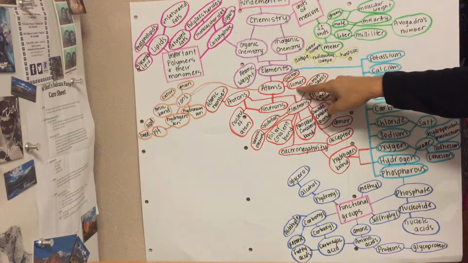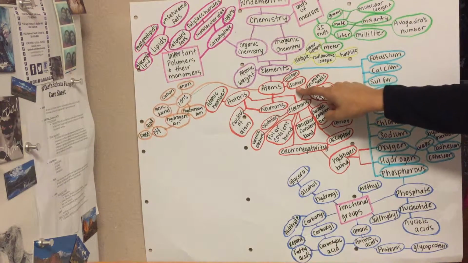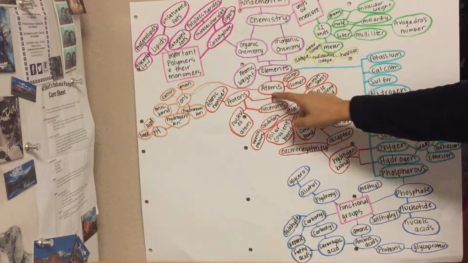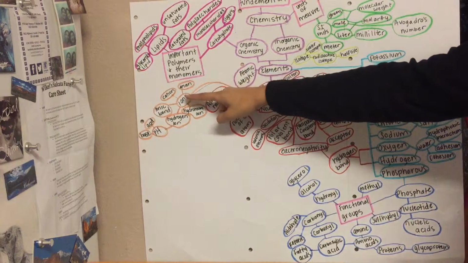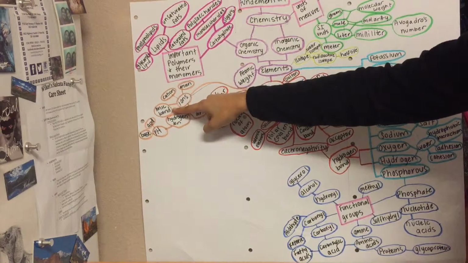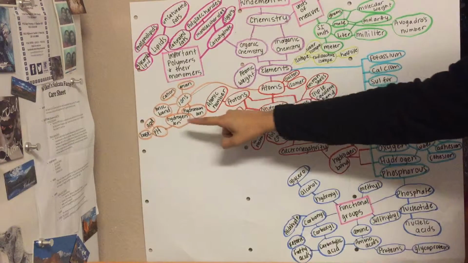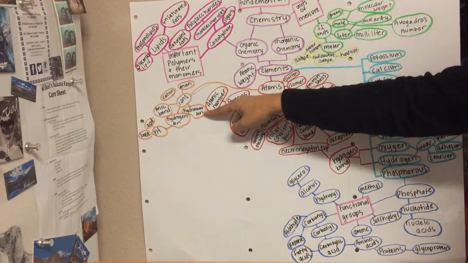Atoms are also connected to isomer, which is a chemical species with the same number and the same type of atom as another chemical species, but with different properties. Atom is also connected to ions, which are anions, cations, ionic bonds, hydrogen ions, and hydronium ions.